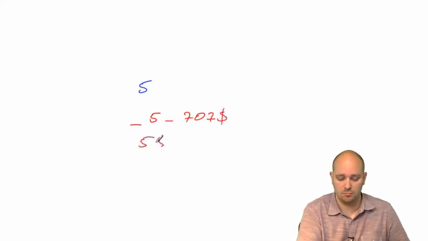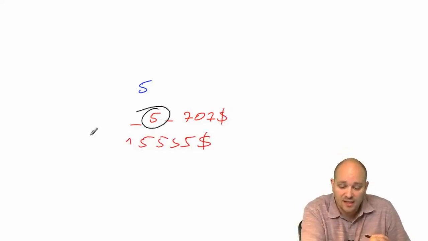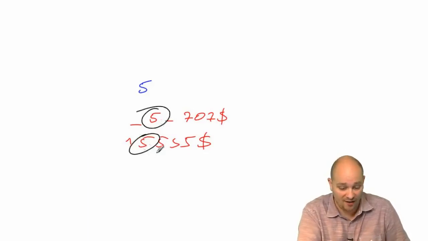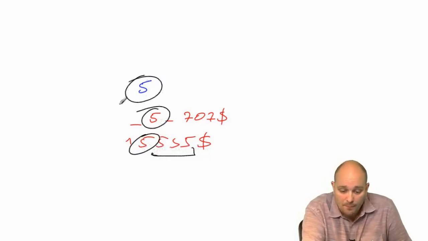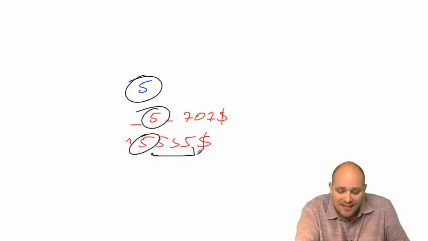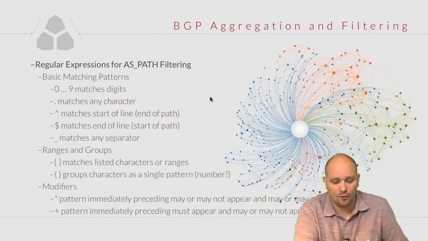It will match this. It will match anything as long as 5 is encountered in it. So here we have 5. Yes, it's followed by several 5s, but it's still the digit 5 has been encountered in here. So not very useful, but this is how it works.